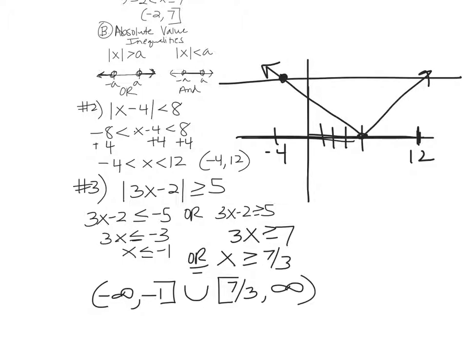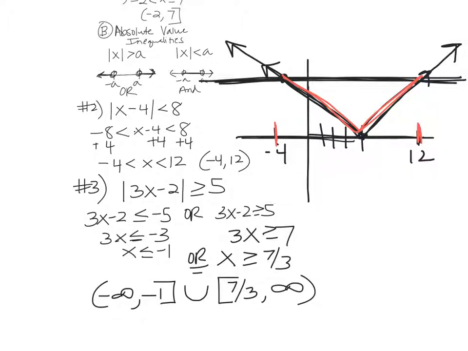Okay, now let's think about inequalities. They're asking us, where is this absolute value less than 8? Here's 8. They're wondering, where is it below this line? It's below the line here and here. And that's it. This part, right here. And what is that interval? Between negative 4 and 12.